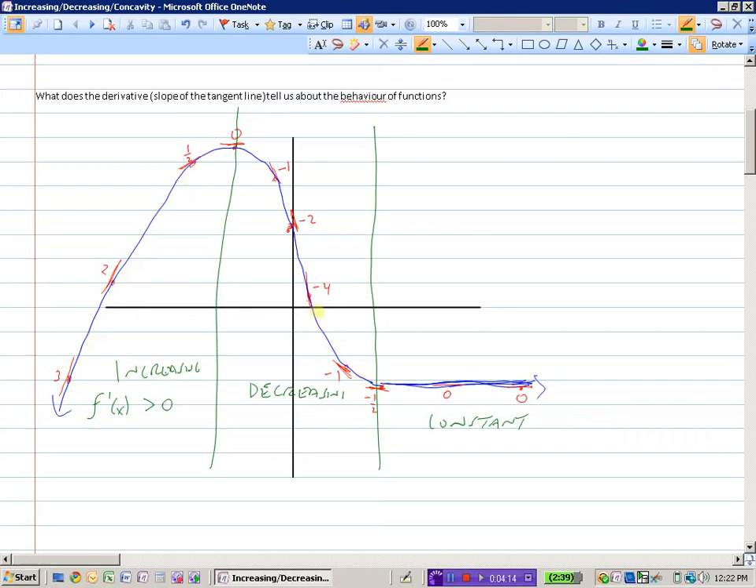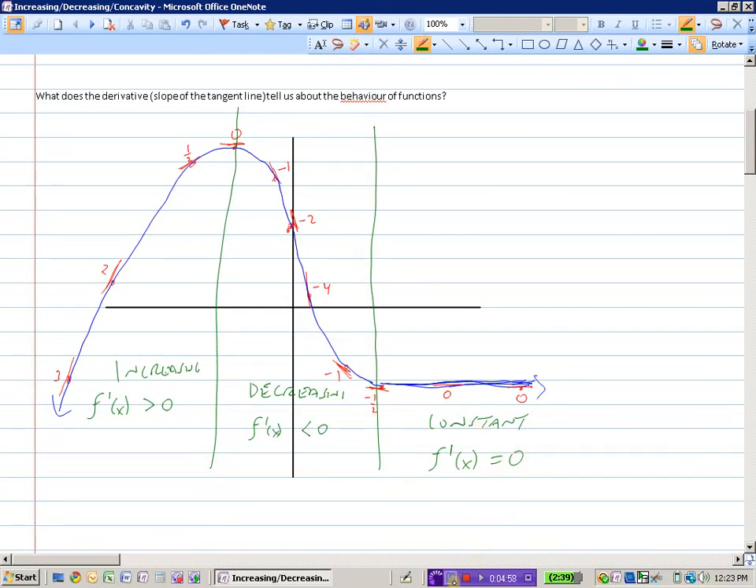On this interval in here, we have an interval where the graph is decreasing. It's going down as we move to the right. When we look at the slopes of all those tangent lines, they are all negative. So a function is decreasing if f prime of x is less than 0, or the slope of the tangent line is negative. And if we look at the slopes of the tangent lines here where the graph is constant, we can see their slopes are 0. So f prime of x must equal 0. So increasing, the derivative will be greater than 0. Decreasing, the derivative will be less than 0. Constant, the derivative will equal 0.